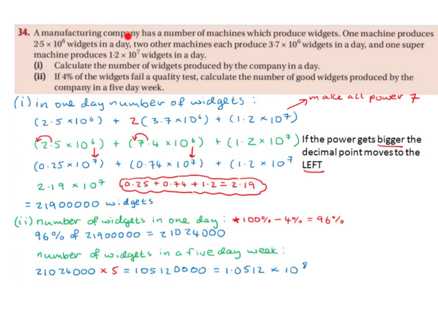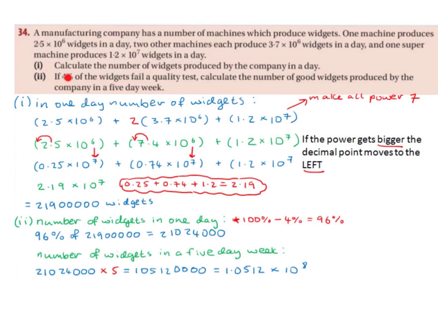A manufacturing company has a number of machines which produce widgets. One machine produces 2.5 times 10 to the power 6 widgets in a day. Two other machines each produce 3.7 times 10 to the power 6 widgets in a day. And one super machine produces 1.2 times 10 to the power 7 widgets in a day. Part 1. Calculate the number of widgets produced by the company in a day.